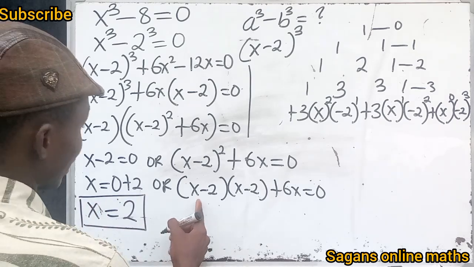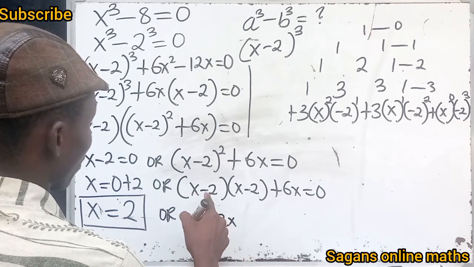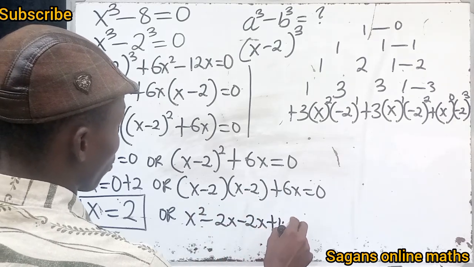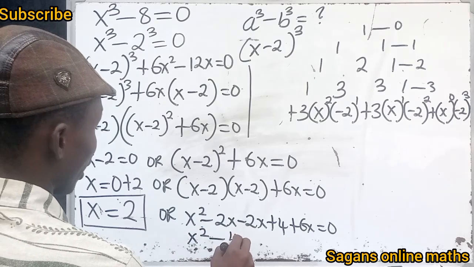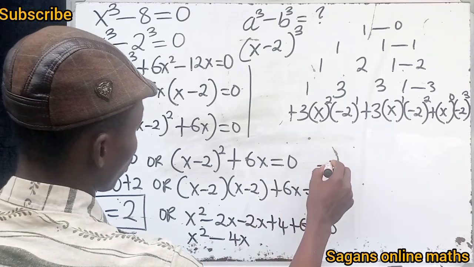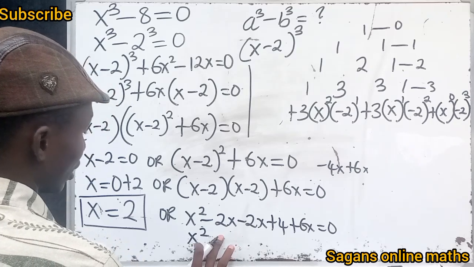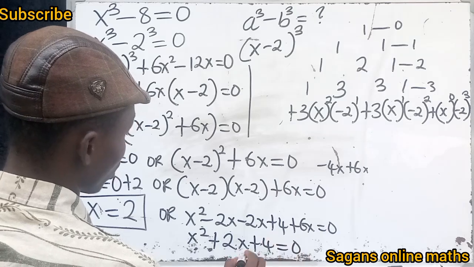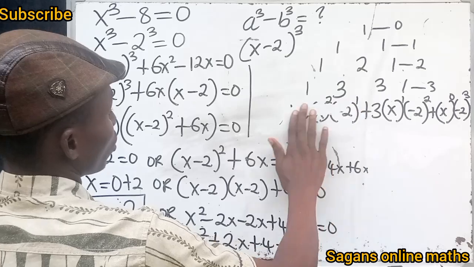Then x times x gives x², x times minus 2 gives minus 2x, minus 2 times x gives minus 2x, minus 2 times minus 2 gives plus 4, plus 6x equals 0. So this is x² − 4x, then minus 4x plus 6x gives 2x. So here we have x² + 2x + 4 = 0. We can also solve this and have the value of x.